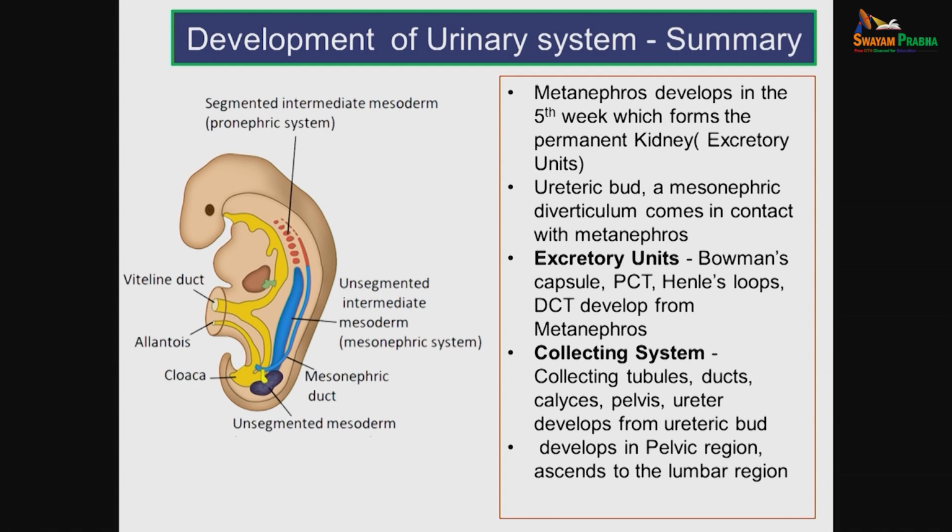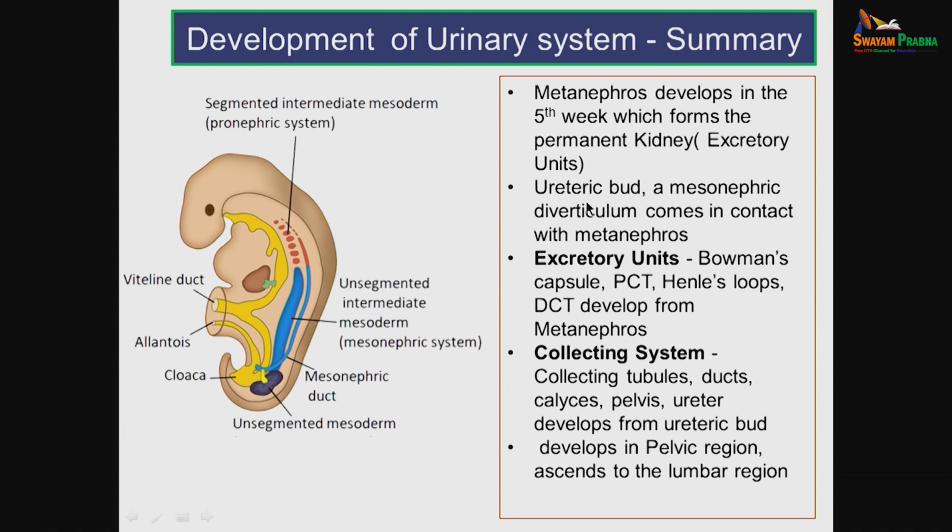So, we will summarize what we have learned in the development of the urinary system. The class has focused on the development of the kidney, ureter and bladder. We talked about three overlapping renal systems: pronephros, mesonephros and metanephros. In humans, the metanephros, which develops in the 5th week, forms the permanent kidney. That is the excretory units of the kidney: Bowman's capsule, PCT, Henle's loop and DCT.